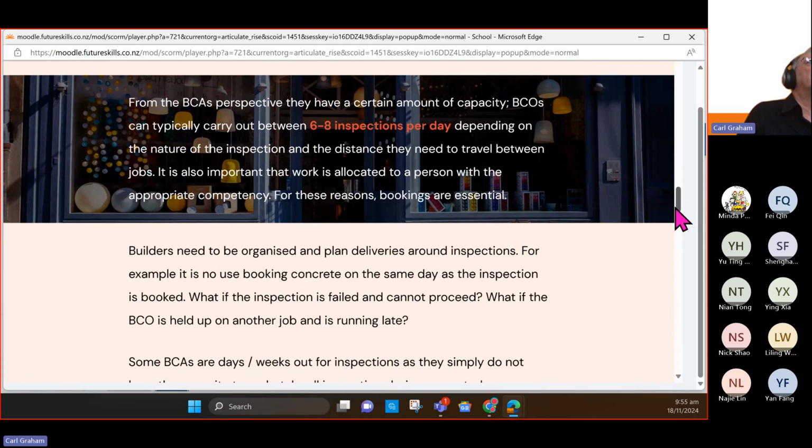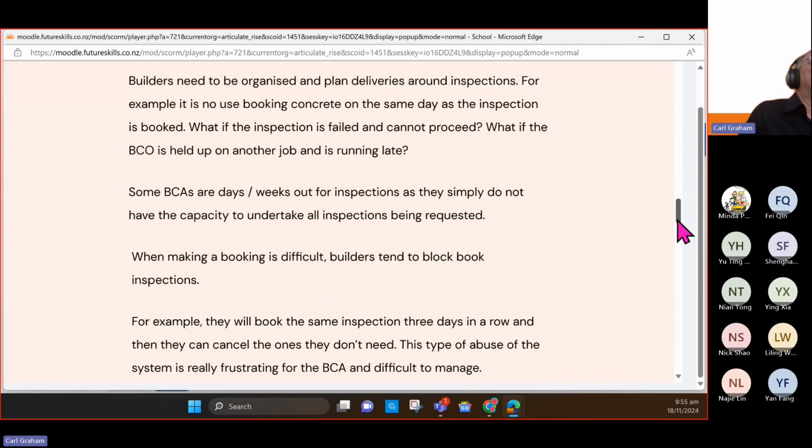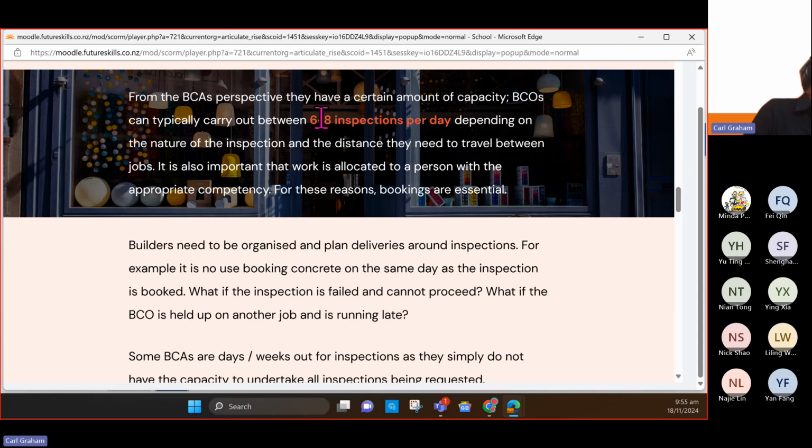From BCA's perspective, there's a certain capacity, typically carrying out between 6 to 8 inspections a day. Now, again, that's subject to the location, and I showed you the picture of it. So I get a post line inspection and a pile inspection, and it's in Graham's Beach, at the far end of Awawhitu, way up, big drive. You're not going to get that amount, are you? So in some councils, they're going to be doing less. Other councils, they're going to do more.